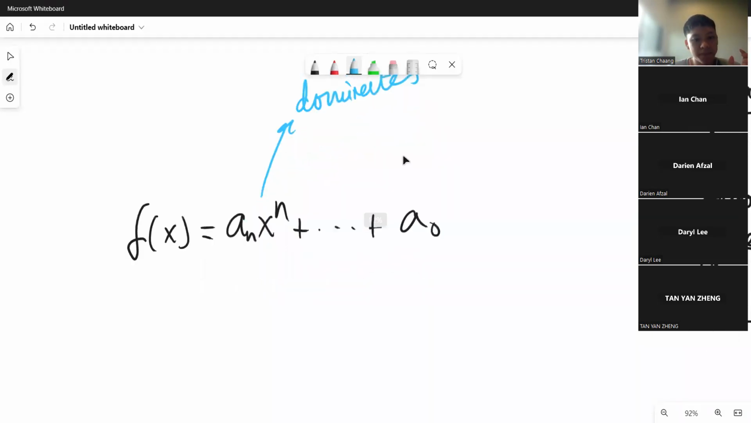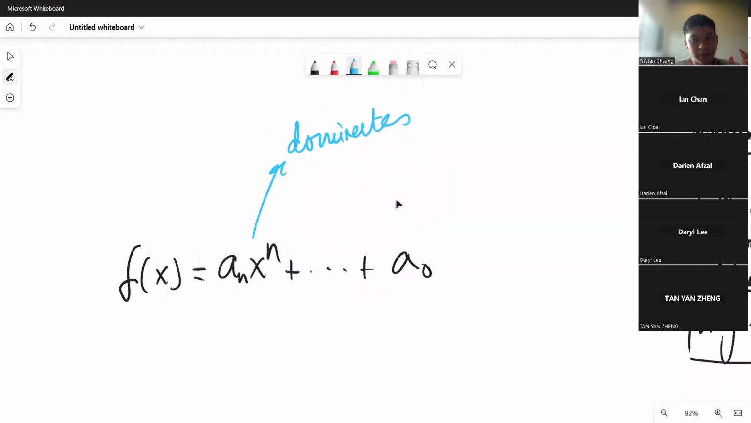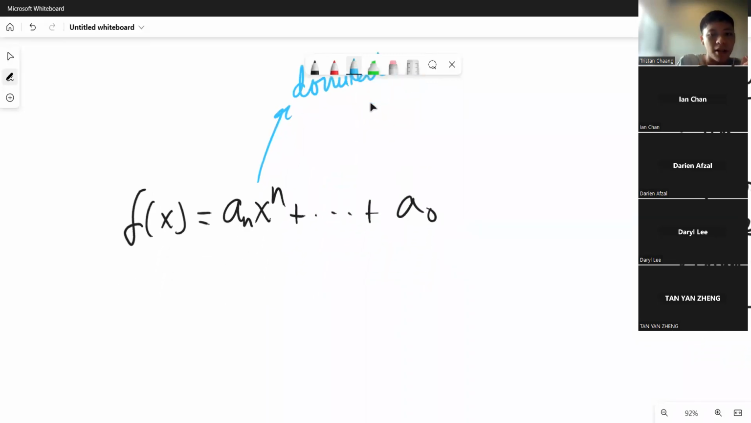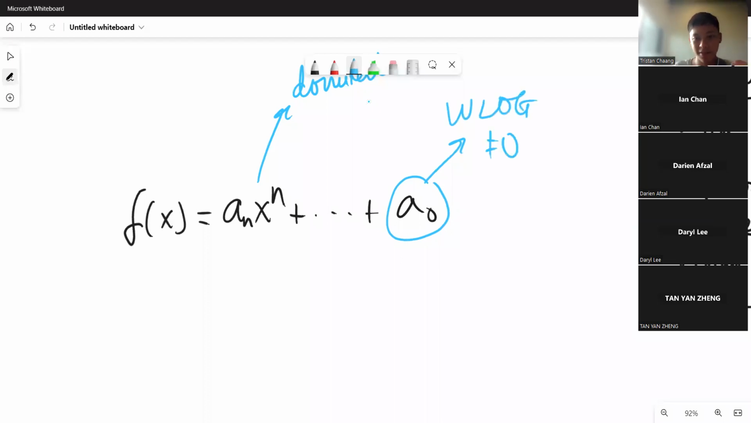Another thing is we can WLOG assume this is not zero. If it is zero, that means f(x) has a root x equals 0, right? So we assume the constant term is not 0. Is that fair?